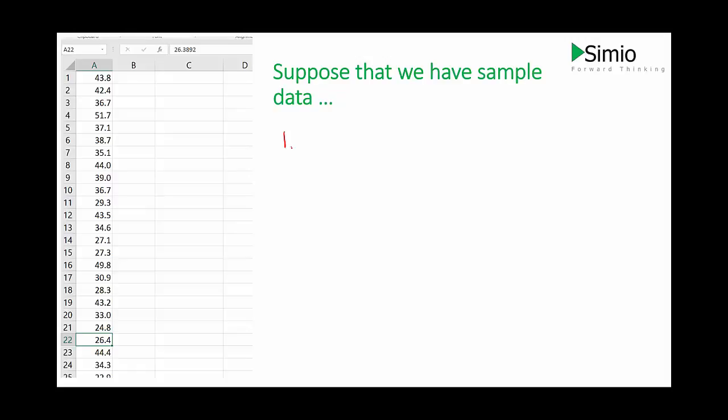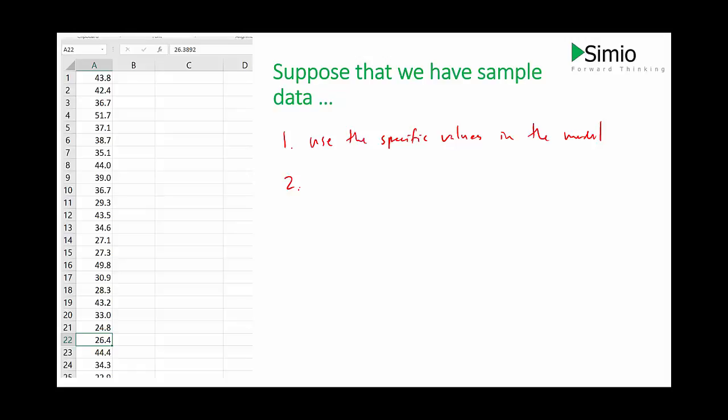The first one is we can just use the actual data. So we can use the specific values in our model. In other words, I could just sample either in order 1, 2, 3, 4, 5, and so on, or I could just randomly sample from my values.